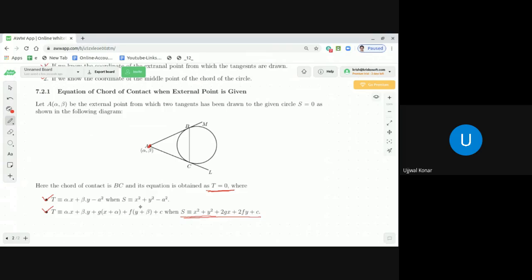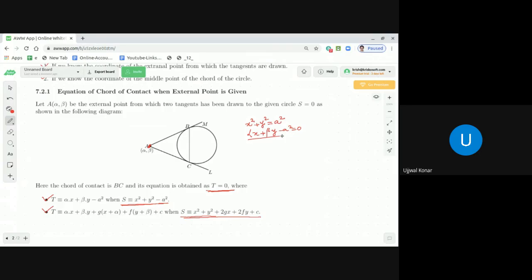That means if the equation of the circle is x square plus y square minus a square equal to 0, this is the corresponding expression. Then we know the equation of the tangent to this circle. So if you see x square plus y square equal to a square as the equation of the circle, then what is the equation of the tangent to the circle at the point (alpha, beta) on the circle? That is alpha into x plus beta into y minus a square equal to 0.